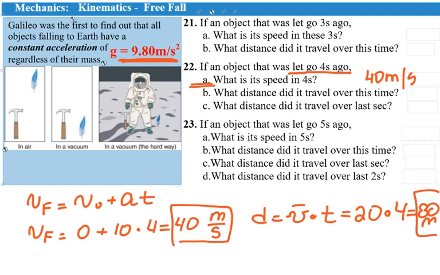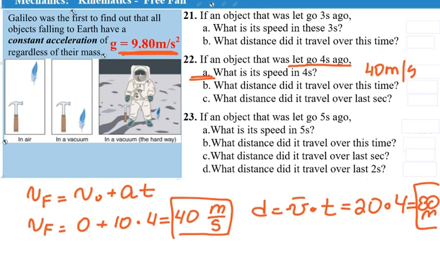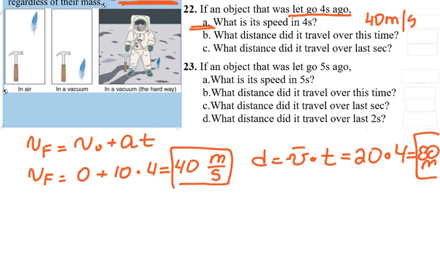And then what distance did it travel over the last second? Here's the tricky part. Over the last second. So if it was for 4 seconds, it has 1, 2, 3, 4 seconds. So the second before, the velocity was 30 meters per second. And then the last one was 40 meters per second.